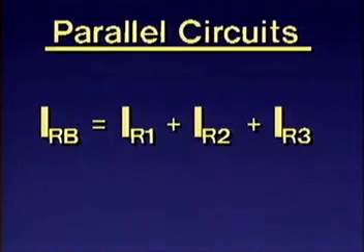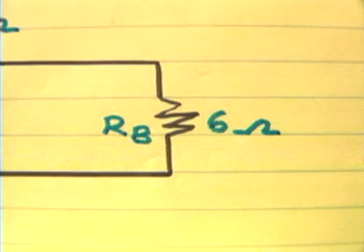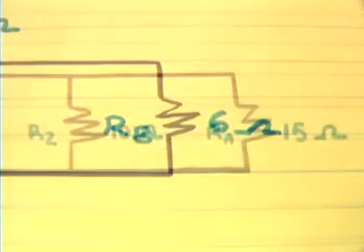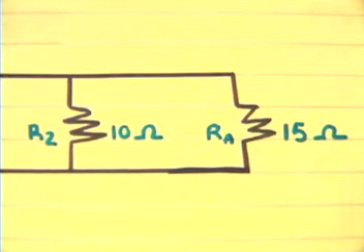In parallel circuits, total current is equal to the sum of the individual branch currents. The total current through RB, then, which is 2 amps, is equal to the current through R2 plus RA. You just determined the current through R2 to be 1.2 amps. Therefore, the current through RA is 0.8 amps.